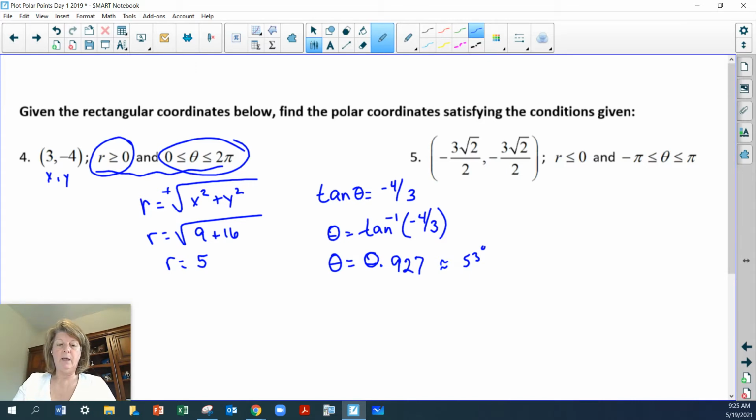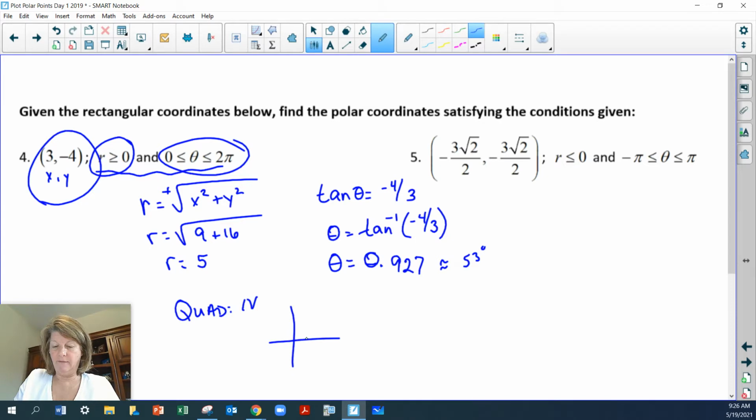Okay, so now what I'm going to do is think about what quadrant I need to be in. The quadrant that I am looking at, positive x, negative y, would be quadrant 4. And if I plotted out this, it won't get me in quadrant 4, will it? A 0.927 takes me up there. I think what I need to do is a negative. But I can't do negatives because I'm locked into positive thetas.